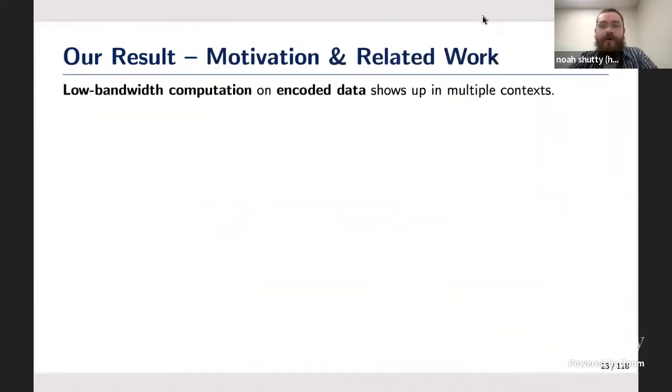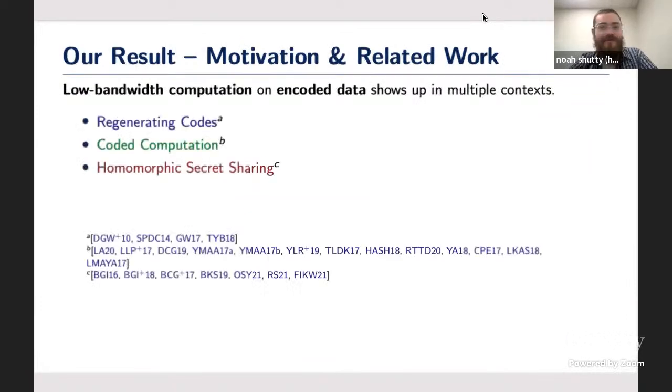Okay, there are a lot of similar problems in the literature. So as just explained in the previous talk, regenerating codes, in which you want to repair some nodes that have failed and recover their contents by efficiently querying the other nodes, and coded computation and homomorphic secret sharing and gradient coding. All of these things, there's a lot of work in all of these directions. And in general, you have some notion of encoded data, and you want to perform some computation on it, and there's some measure of bandwidth that you want to minimize. So this is a common idea, and we wanted to study this in more generality than regenerating codes.